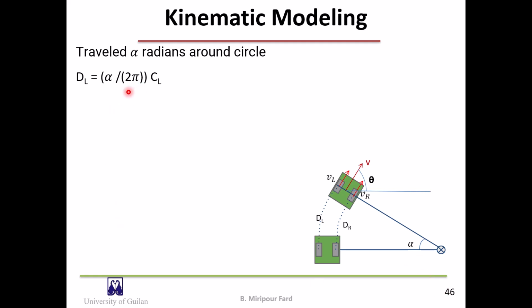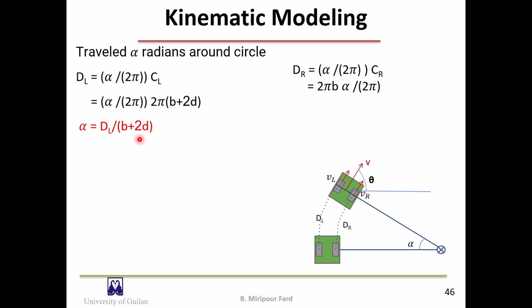If we substitute the CL from the previous slide, we will have this relation. Then we can solve this equation for alpha. So we have alpha equals dl over b plus 2d. We can do the same for the right wheel, and we can solve the equation to get b. Using these two red equations, we can write that alpha is equal to dl minus dr over 2d.